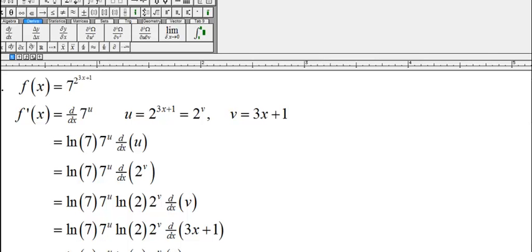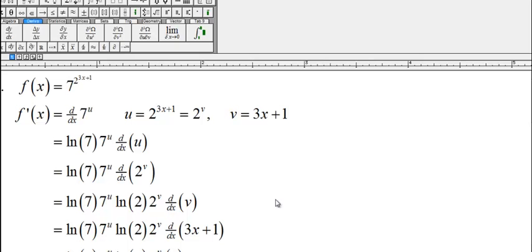Okay, we're now moving on to problem 9 in this set. So f of x is 7 to the power 2 to the power 3x plus 1. So we can see that this is going to be the derivative of just 7 to the u, if u is 2 to the power 3x plus 1. But 2 to the power 3x plus 1 can in turn be seen as 2 to the v, where v is 3x plus 1. So notice we're doing two substitutions, so it's a chain rule inside a chain rule.